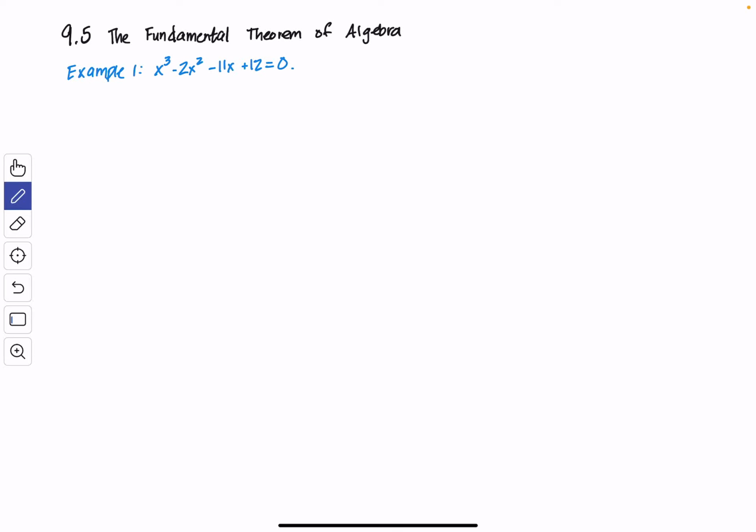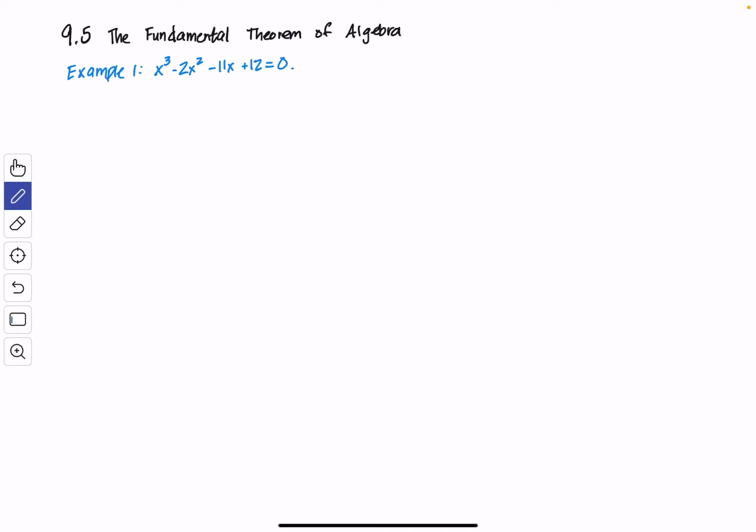Good morning, everyone. So today we're going to be taking a look at the last section in this chapter 9, which is 9.5, the fundamental theorem of algebra. As you're watching this video, feel free to pause at any time to take down some notes or to rewatch anything that you weren't able to catch on the first view.